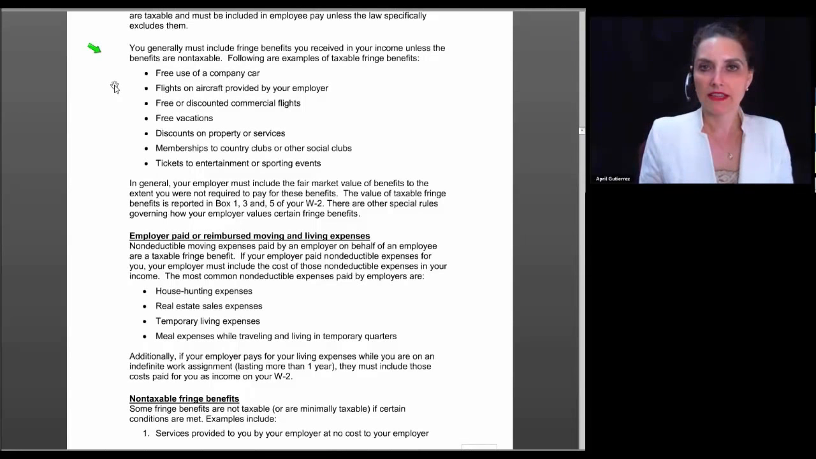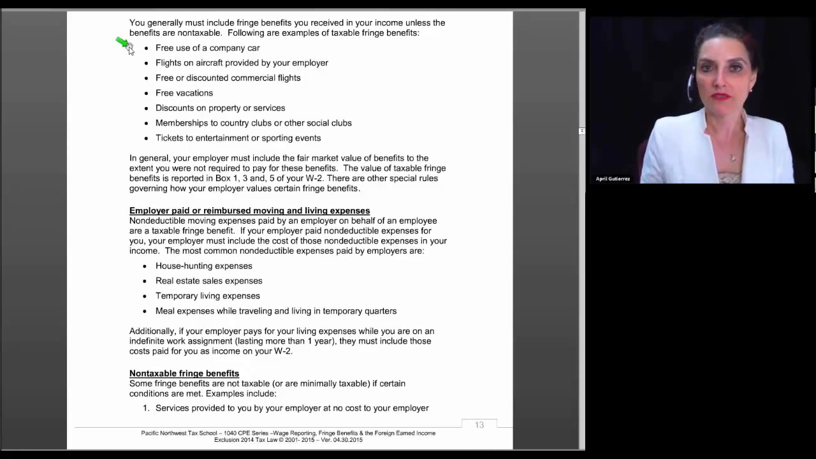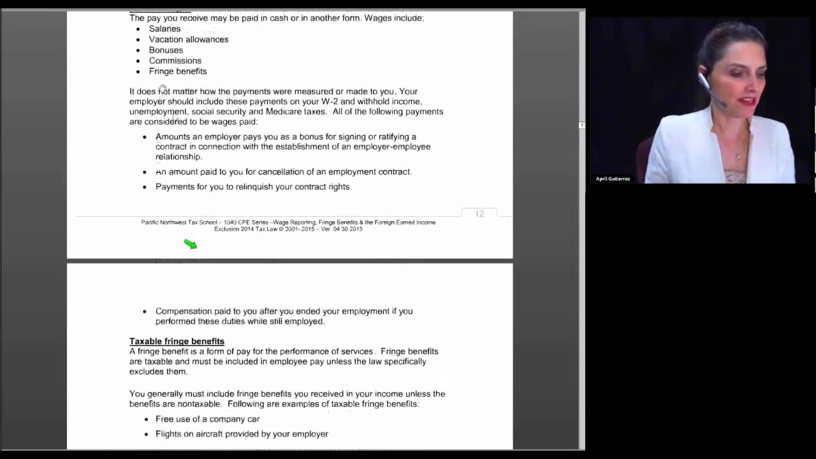And following are examples of taxable fringe benefits, including the free use of a company car, flights on aircraft provided by your employer, free or discounted commercial flights, free vacations, discount on property or services, membership in country clubs or other social clubs, and tickets to entertainment or sporting events. And there was something here about commercial flights, and it suddenly got my mind going.